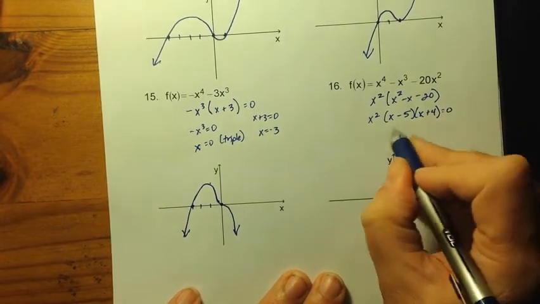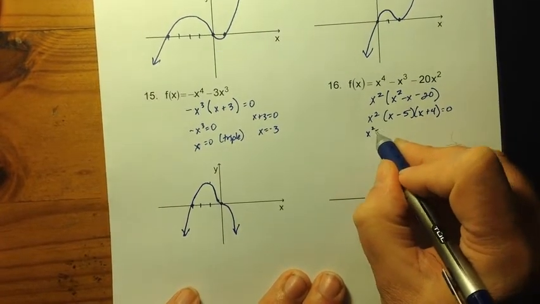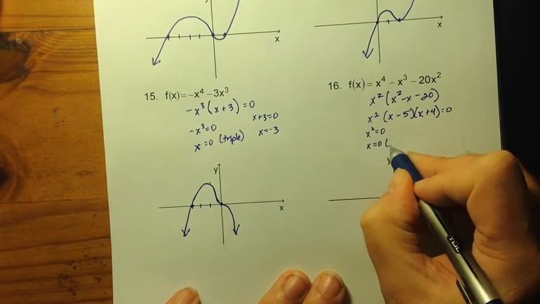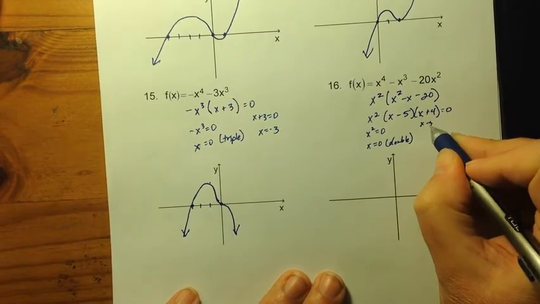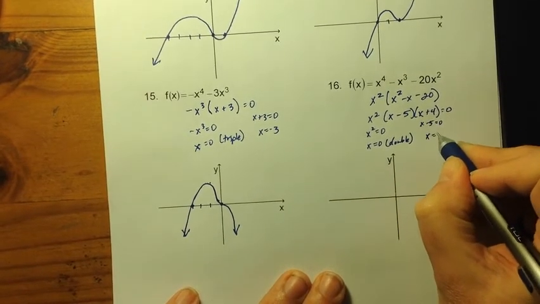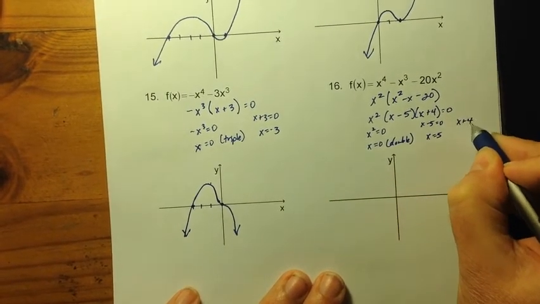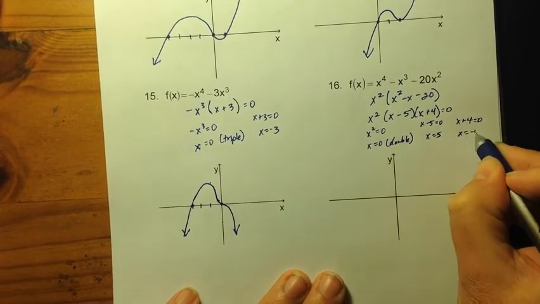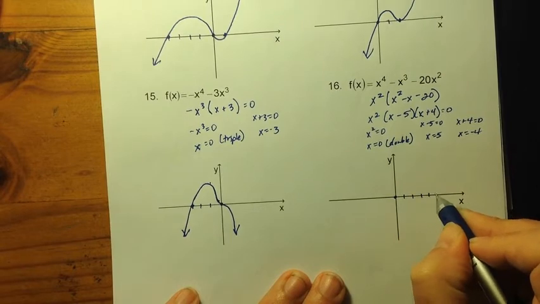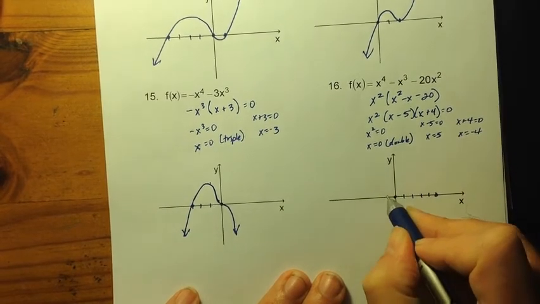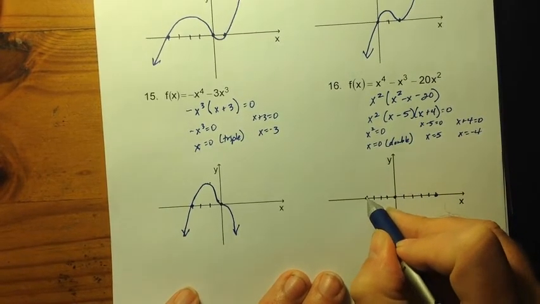So if I put this equal to 0, I've got x squared equals 0, x equals 0. That's a double root, so it's going to bounce there. X minus 5 equals 0, x equals 5. X plus 4 equals 0, x equals negative 4. So 1, 2, 3, 4, 5, positive 5. 1, 2, 3, negative 4.